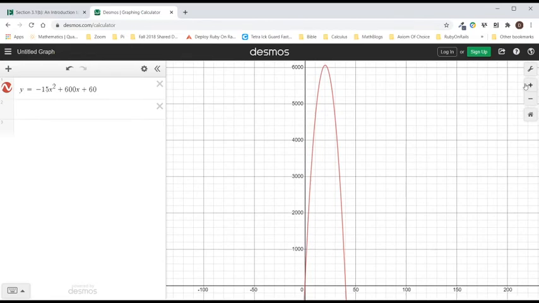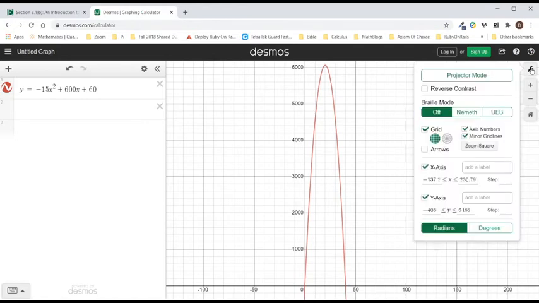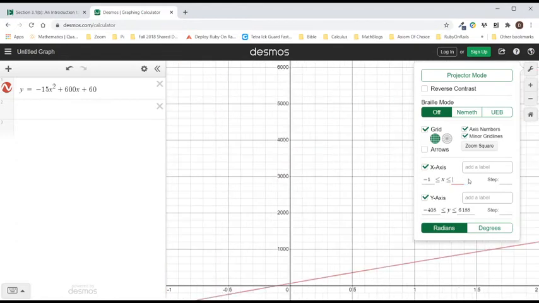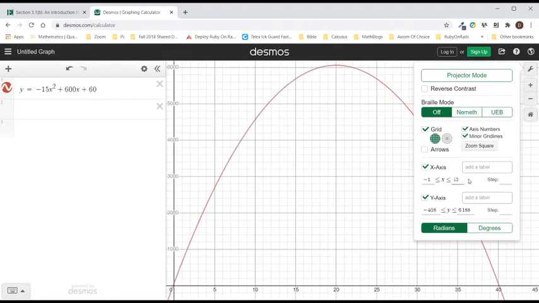I'm going to go back to the wrench. I don't really want any negative x values. They're supposed to be ticket prices. So I'm just going to change that to negative 1. I can't have negative profit either, so I'm only going to go as far right as, say, 45. I suppose I don't have to go quite even that far. And there we have a picture.